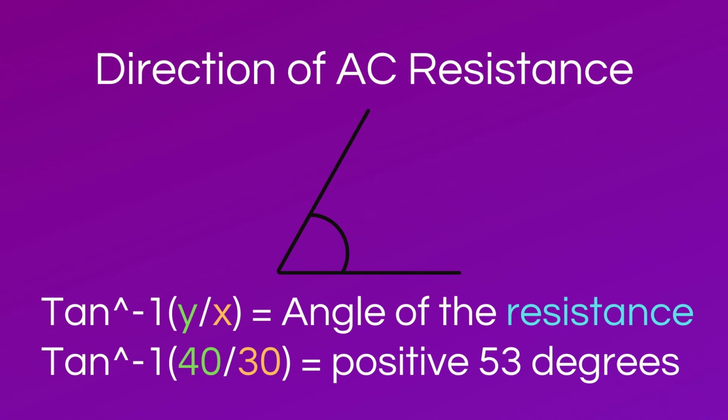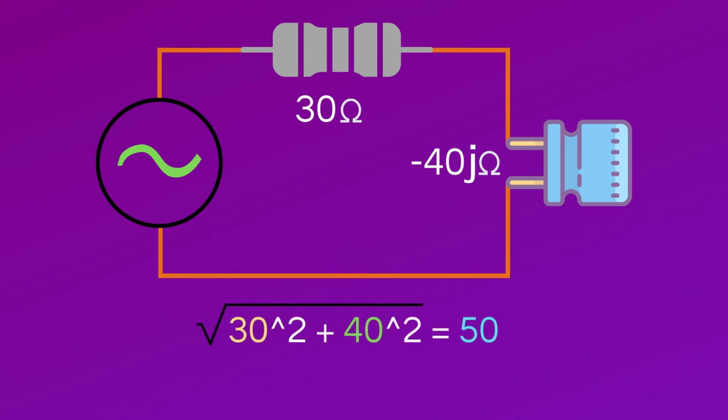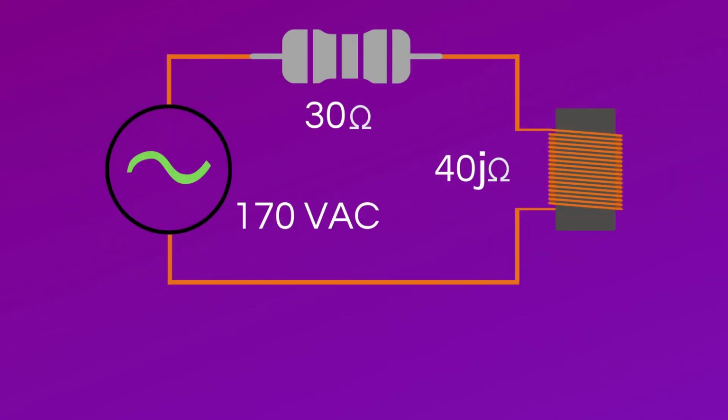Before applying Ohm's law to the above circuit, let's briefly talk about the resistance of the circuit if a capacitor with a resistance of 40 ohms was used instead. The magnitude of the resistance would not change because the squared value of the negative value is the same as the squared value of a positive value. However, the inverse tangent of negative 40 divided by 30 is equal to negative 53 degrees.